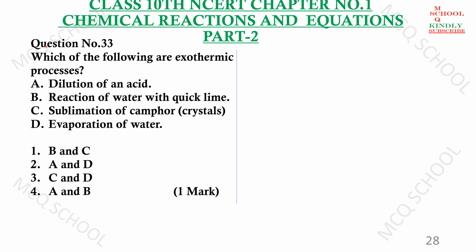Let us take question number 33. Which of the following are exothermic processes? Exothermic process, we know that in which heat is generated. A. Dilution of an acid. B. Reaction of water with the quicklime. C. Sublimation of the camphor. D. Evaporation of the water. So out of four, two are the correct answer, either B and C, or A and D, or C and D, or A and B. So what is the correct answer as per you?